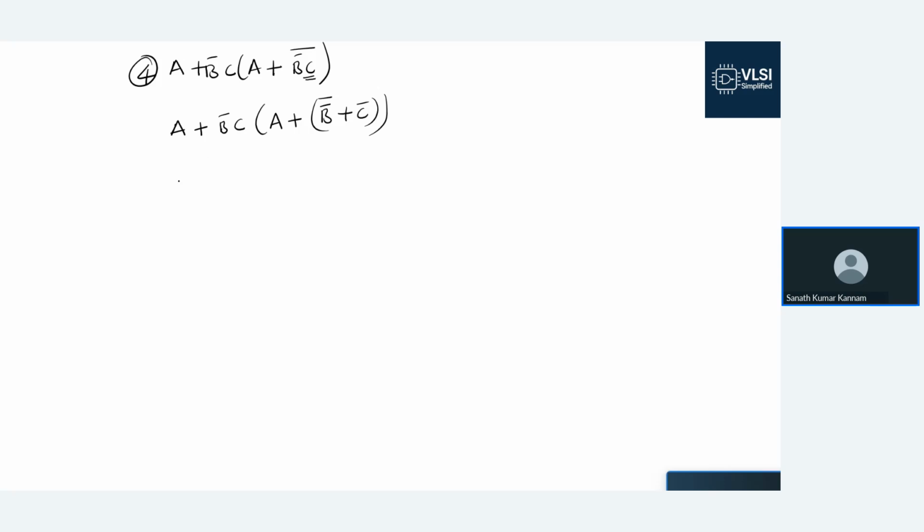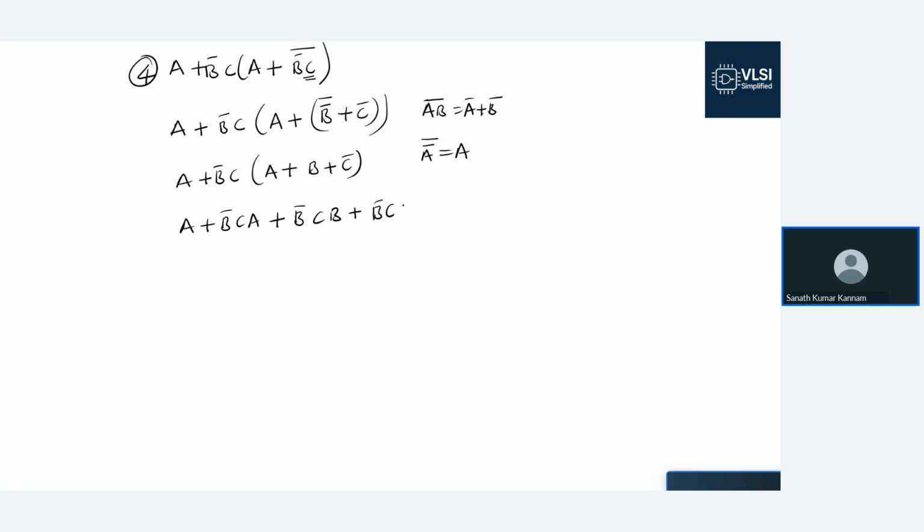Okay, so that means A or B bar C. So since we know that from DeMorgan's law, AB whole bar equal to A bar or B bar. So this law applied, or B or C bar. Since we know that from not law, A bar whole bar equal to A. Okay. So next what you can do? You can multiply. So A or B bar C, A or B bar C, B or B bar C bar.